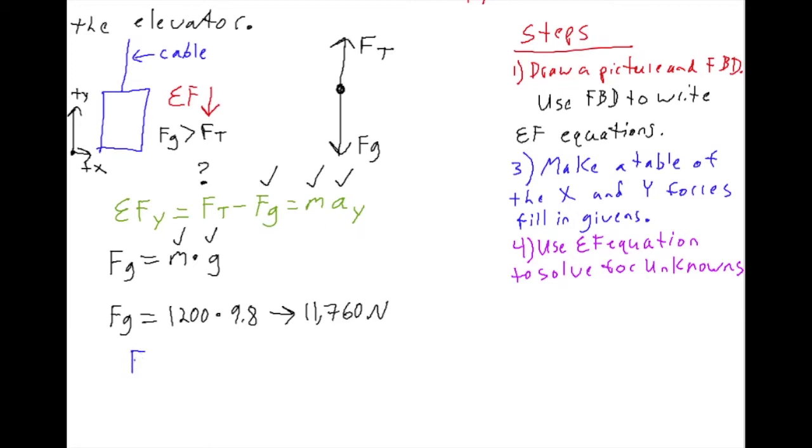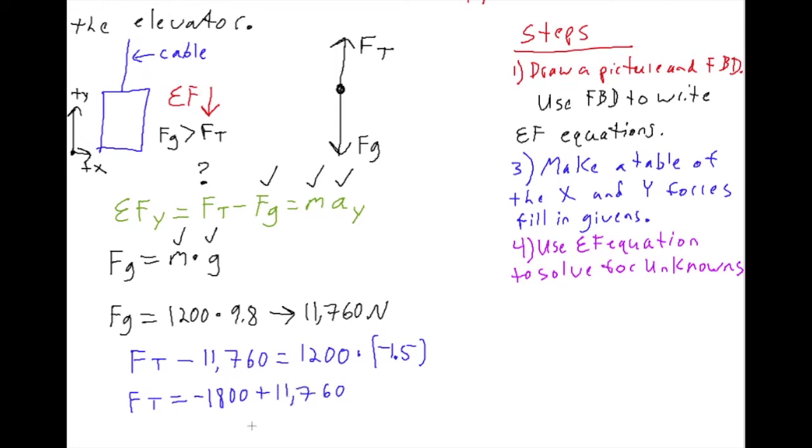So force tension minus force gravity, which is 11,760, is equal to mass, which we said is 1,200, times acceleration, which is negative 1.5. I do some algebra here, figure out that force tension minus 11,760 is equal to negative 1,800. Then I go ahead and I add my 11,760 to the other side. And now I just simplify and solve. This tells me that force tension should be equal to 9,960 newtons. Now that we have force tension, we're done with the problem.